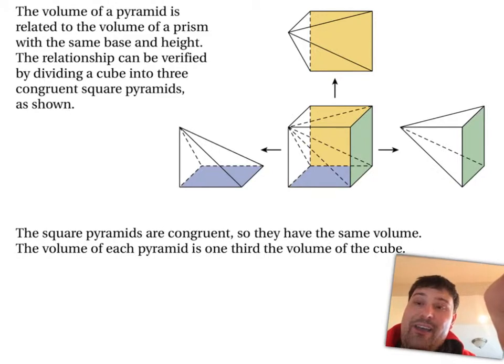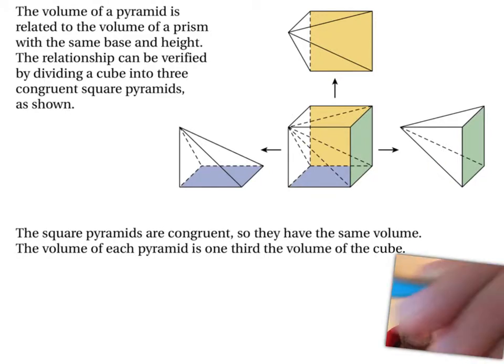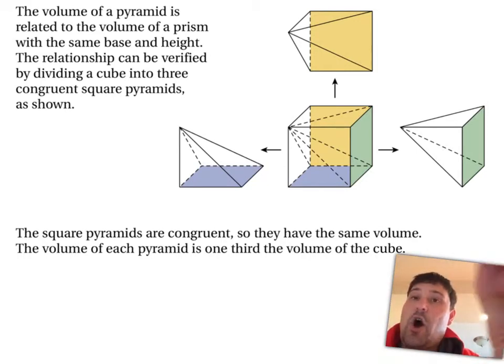That's why the formula is 1/3 the base area times the height. You're actually taking 1/3 of the volume of the box and breaking it into three separate pyramids. All three of these, if you put them together, would give you a box. So the relationship, as you can see, can be verified by dividing a cube into three congruent square pyramids, as shown. The square pyramids are all congruent, so they have the same volume. The volume of each pyramid is 1/3 the volume of the cube.